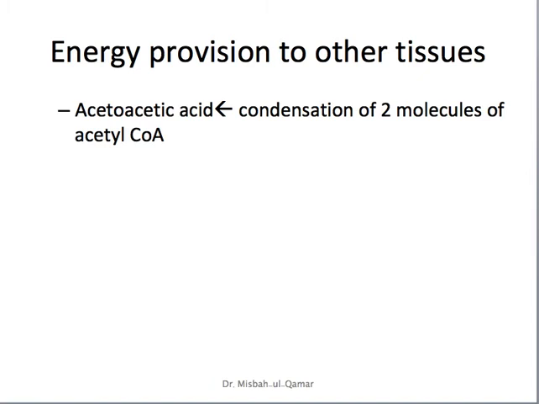Let's see now liver's role in energy provision to other tissues. You see, liver itself cannot use all the acetyl coenzyme A that is formed, so it is transported throughout the body in a highly soluble form of acetoacetic acid. And this acetoacetic acid is formed by the condensation of two molecules of acetyl coenzyme A. And in tissues, it is reconverted to acetyl CoA and is oxidized for energy.